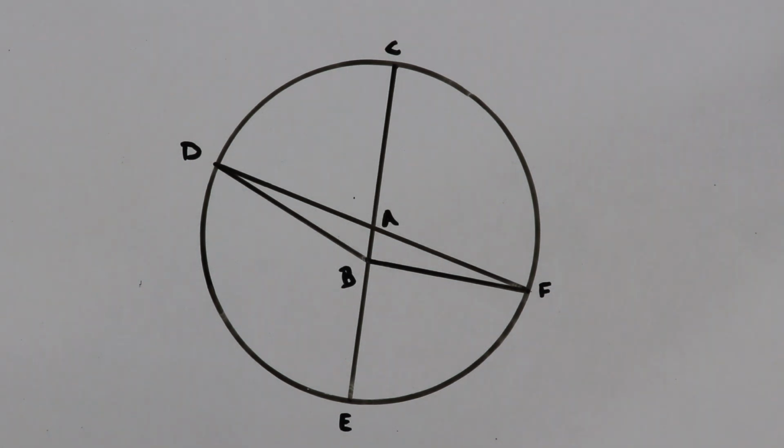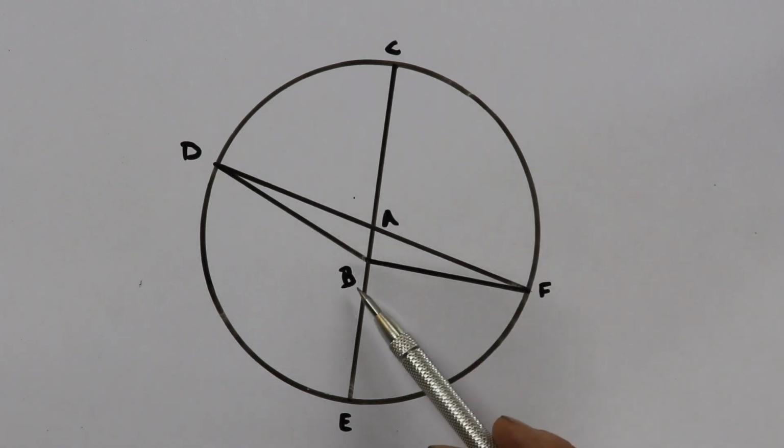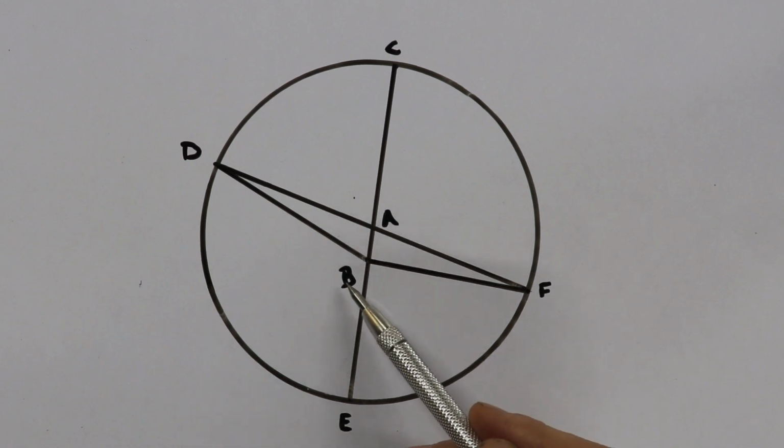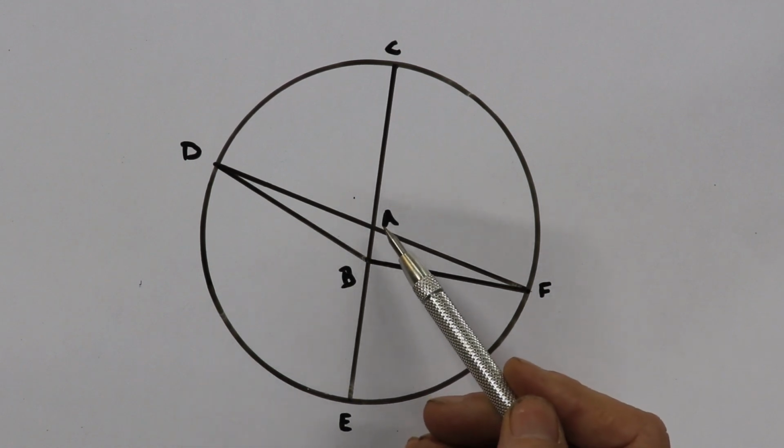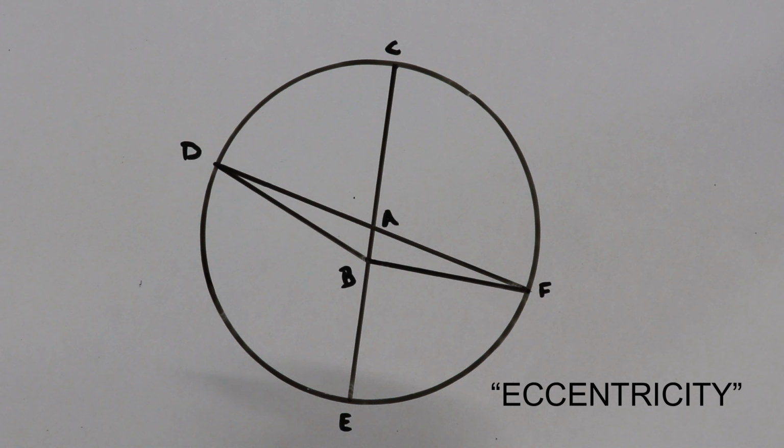Let A be the center of circle CDEF. So there's A, and the entire circle is called CDEF. Now that's the center point, A. In its diameter, CE, let B be Earth. So B isn't in the center, it's offset. Therefore, AB is the distance of the center of the circle from Earth, which is called the eccentricity. And therefore, the circle drawn, CDEF, is called eccentric.